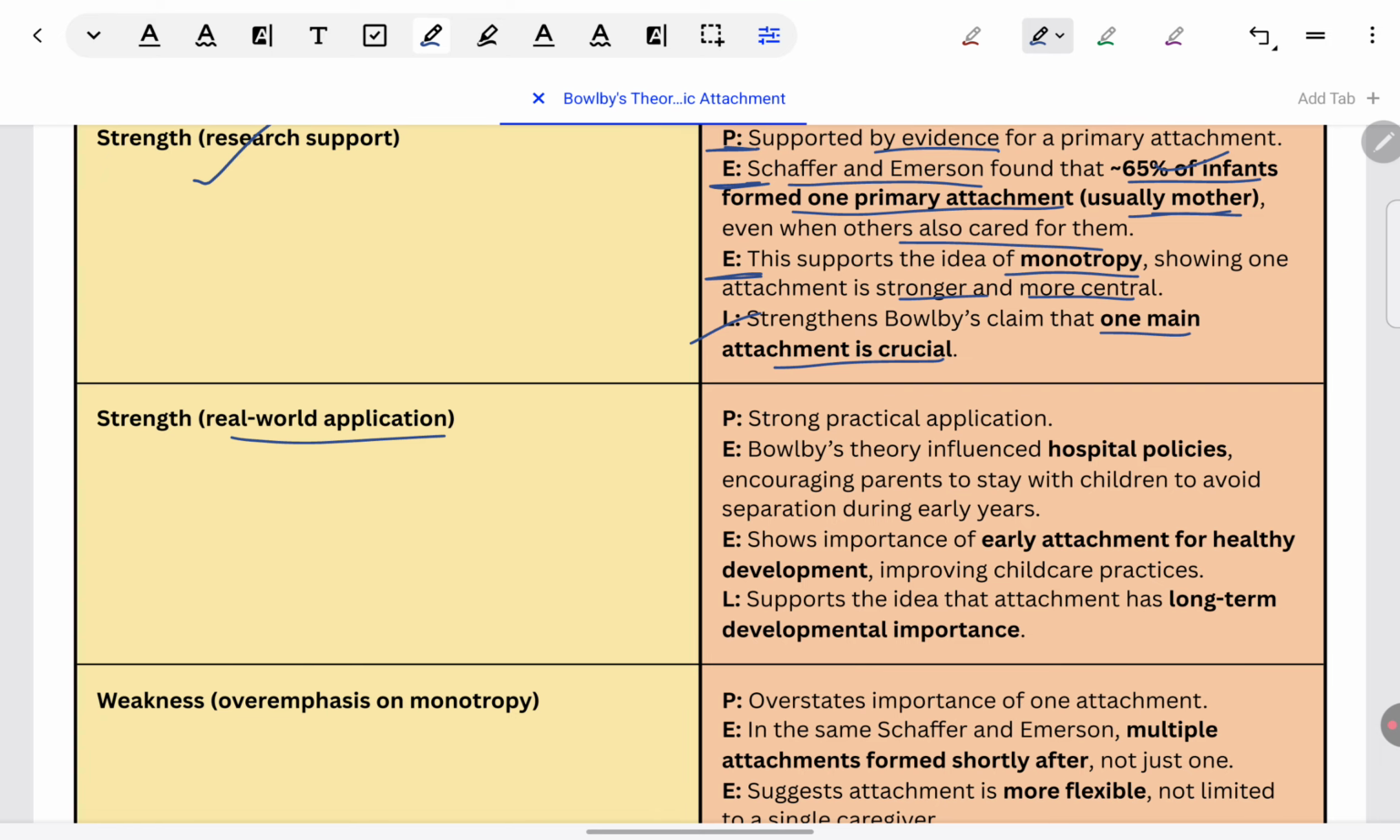Another strength is real world application, and students find application easy to remember, so definitely you can take this one. Just make sure you elaborate like it's given here. The point is, there is strong application. Evidence wise, what has happened because of Bowlby's theory? Hospital policies have changed.